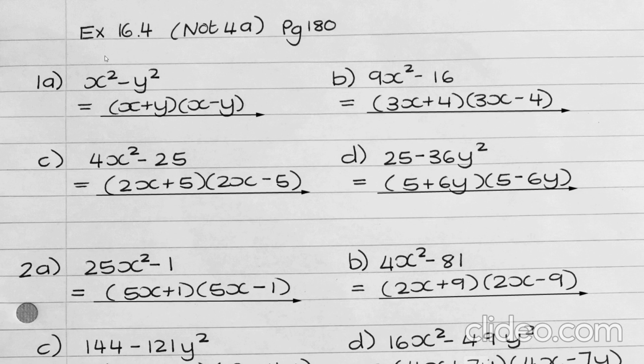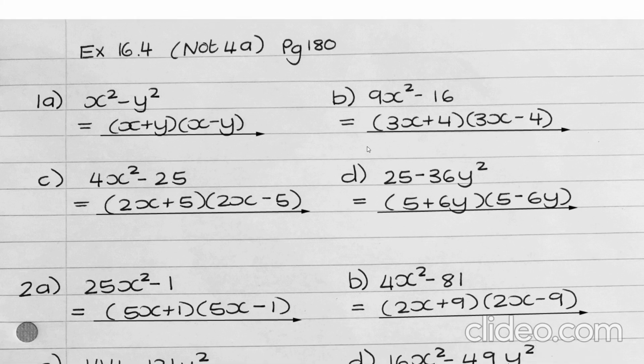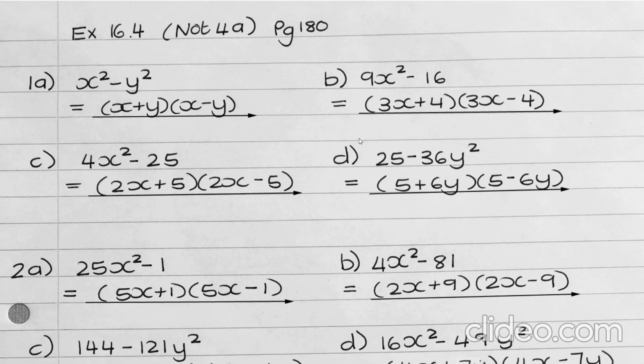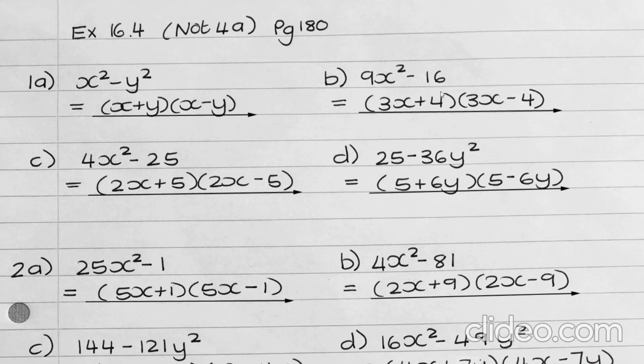Okay. When I'm doing DOTS, I open up my two brackets. The one is positive, the one is negative. The first term of each bracket will be the square root of the first term in the question, and then the second term in each bracket will be the square root of the second term in the question. Okay. I'm not going to go through every single one of them, so you can start marking.